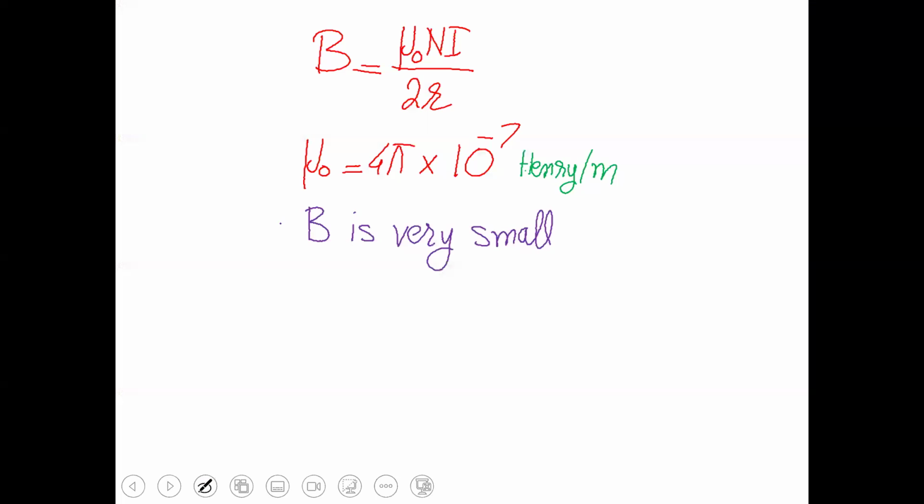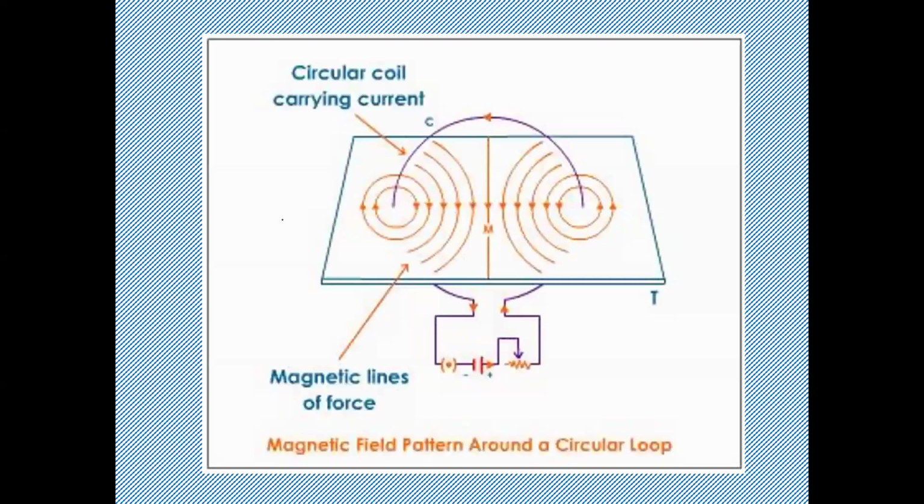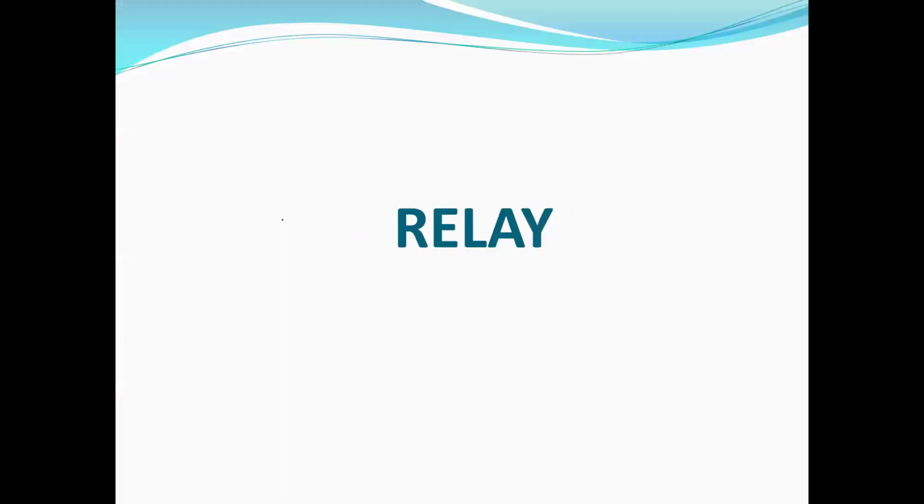Now we move forward again. What is the value of mu naught? 4 pi into 10 to the power minus 7 Henry per meter. Now, this is a circular coil.